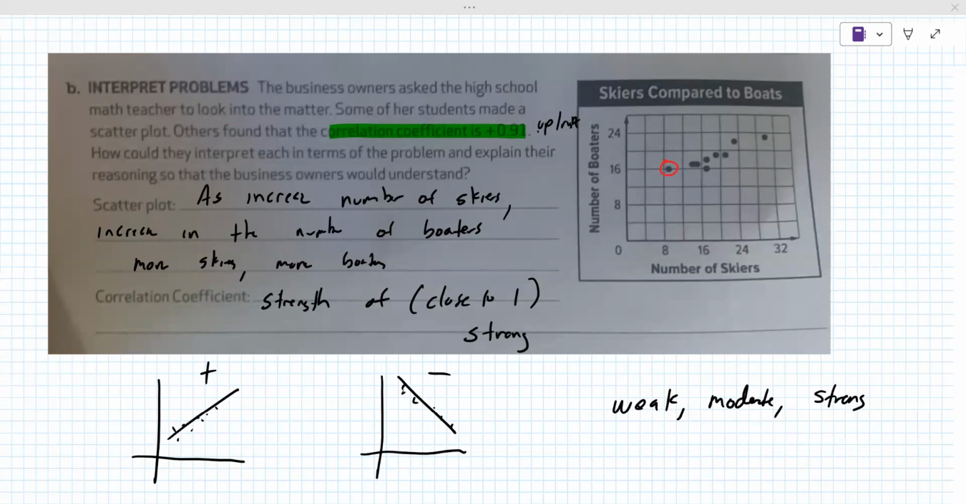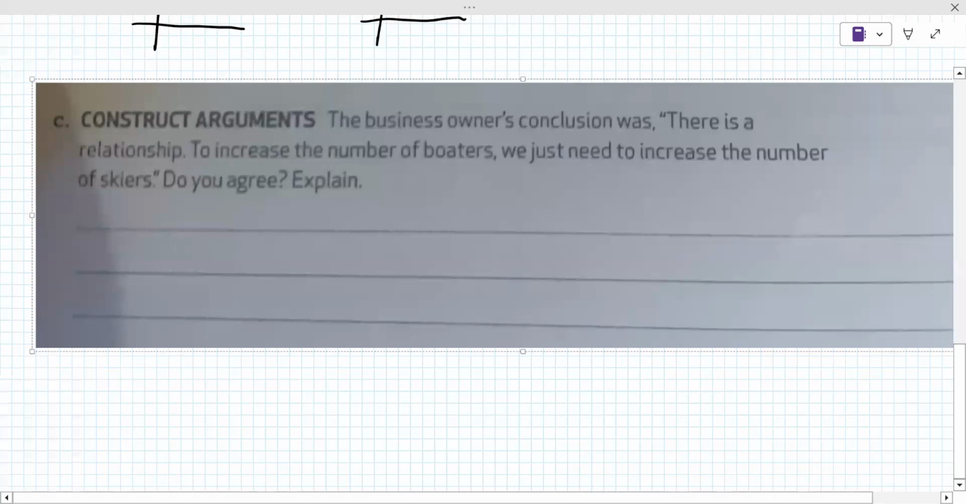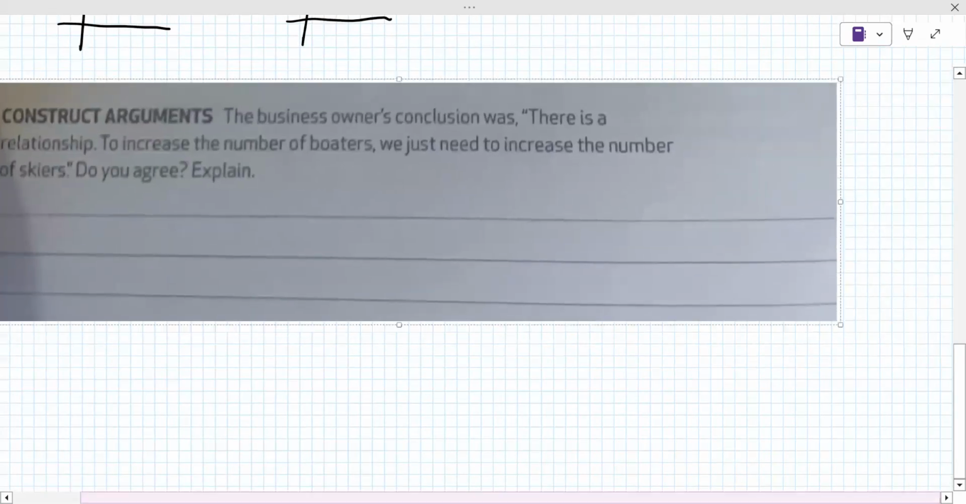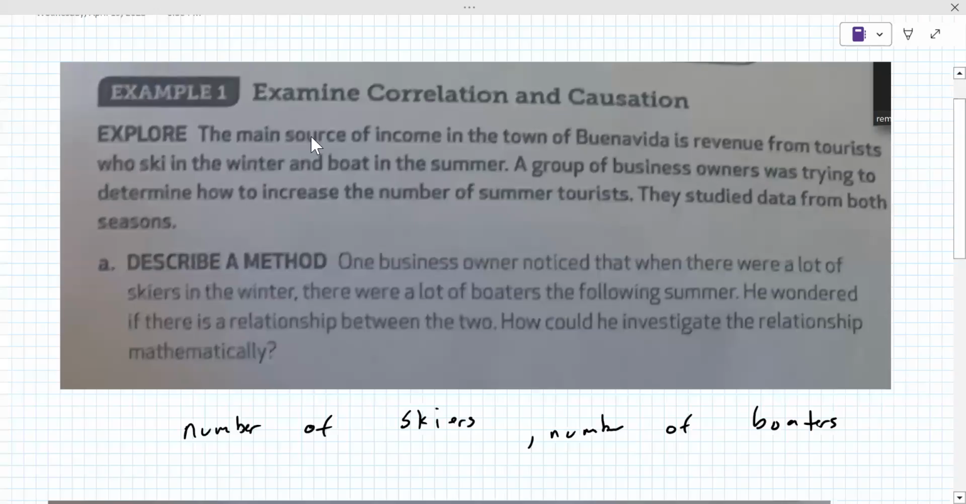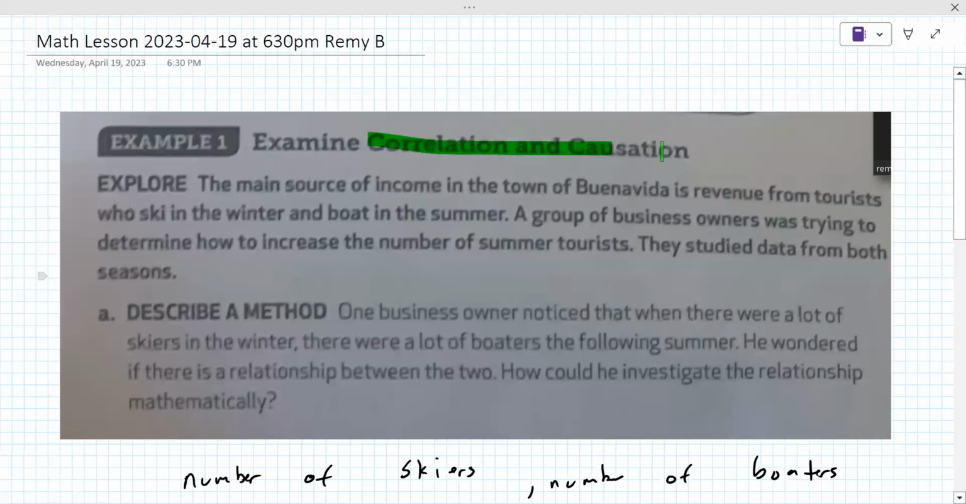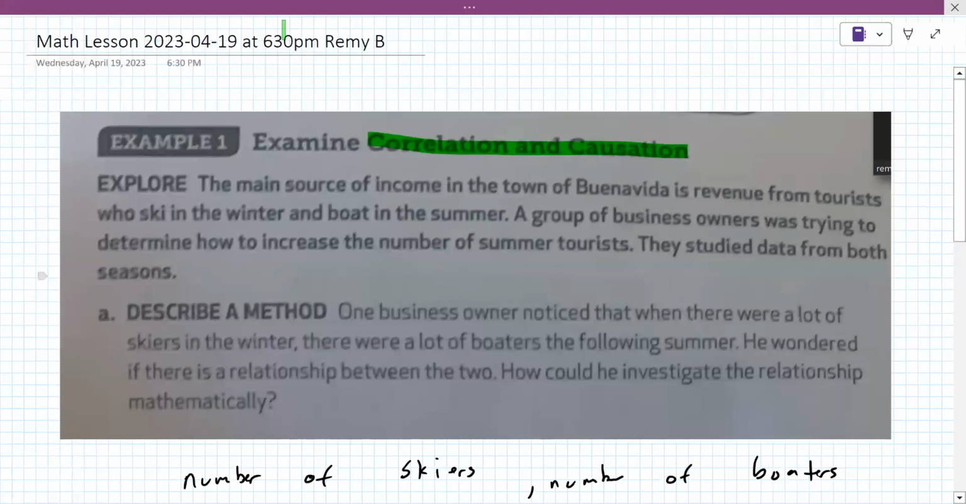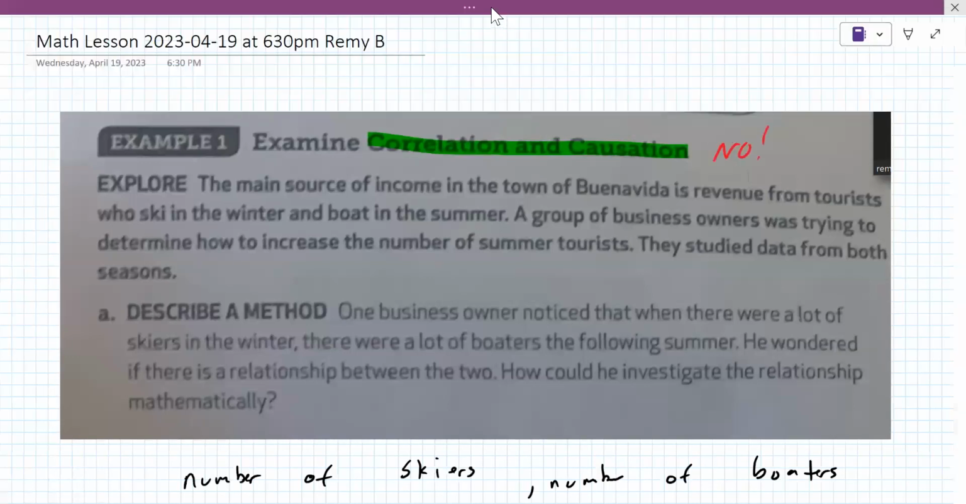All right, so here we go. Part C. The business owner's conclusion was there is a relationship. To increase the number of boaters, we need to increase the number of skiers. Do you agree? Explain. So this is where we go back to what this whole lesson is about. Does correlation imply causation? And I already said no, does not. It can, but it does not.